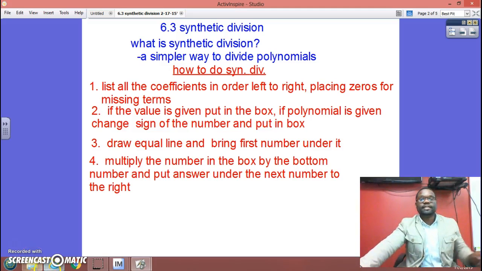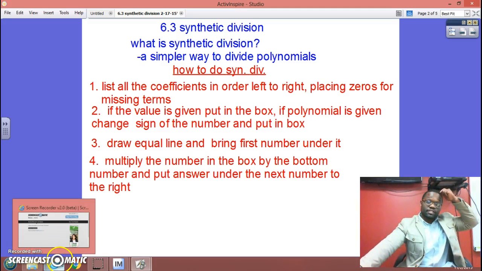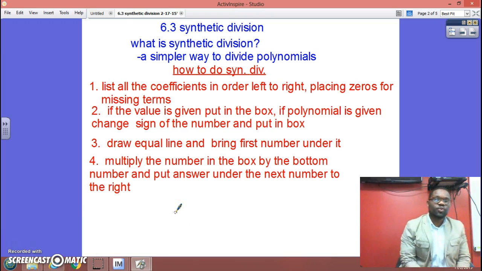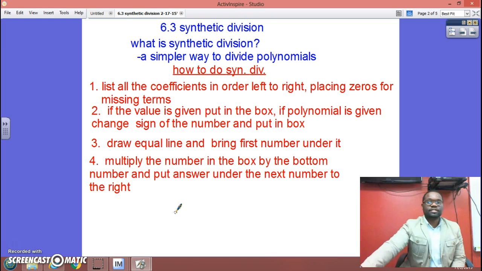Hello, young people. Today we're going to discuss synthetic division. All synthetic division is, is a simpler way to divide the polynomials that we have been working on. So what I want to do is discuss this right here and then work a couple of examples for you. All this will be discussed as I go through the process.